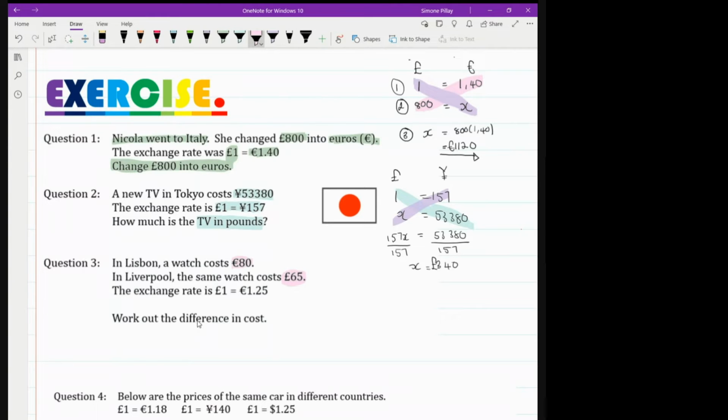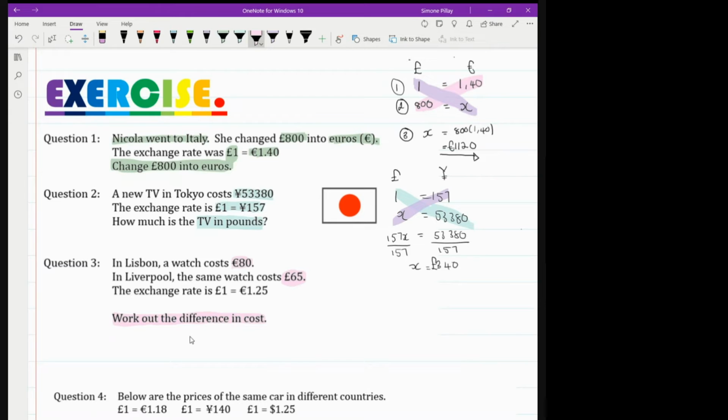So goods are not priced the same in different countries. So when you have two different currencies and you are asked to compare costs, what we know is we can't compare things that are in different units. So immediately I know I have to convert to one currency and then I can compare in one currency. Now, they've asked me here to work out the difference in cost. And so essentially, they are asking me here to compare.